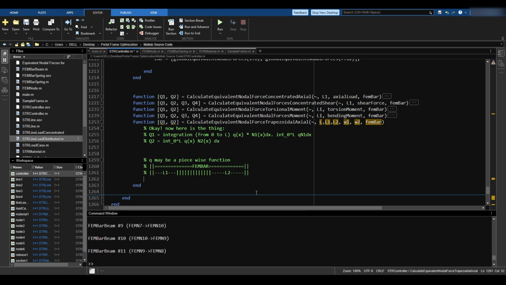So how do I integrate that, right? I must define my function, define Q piecewise, which means now my Q of x is going to equal, well, first of all, Q of x equals 0, and that's the case for x less than L1, because here we have no load. Okay?